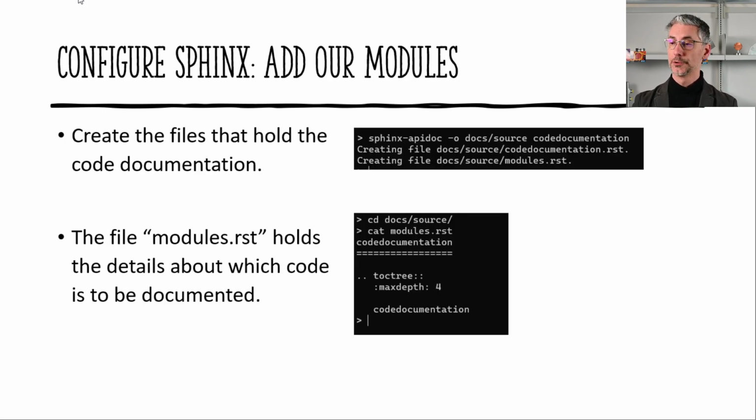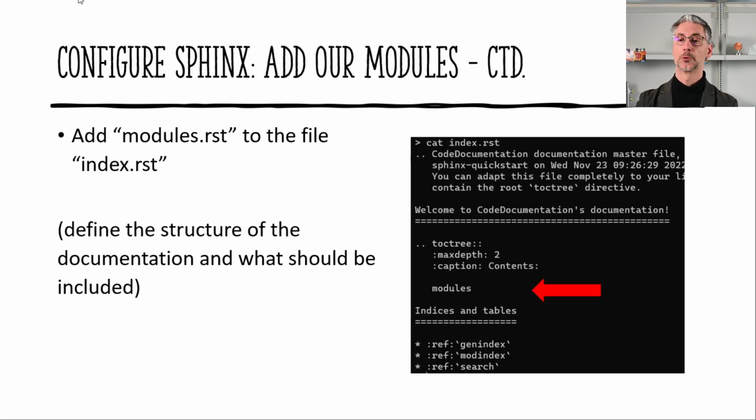And now we add our modules to the code documentation and create the files that hold it. And the file modules.rst holds the details about which code is to be documented. There we need to put the code documentation in there and configure it properly. And once we've done this, we add the modules.rst to the index.rst, right? The modules describe which part of the code we want to document.